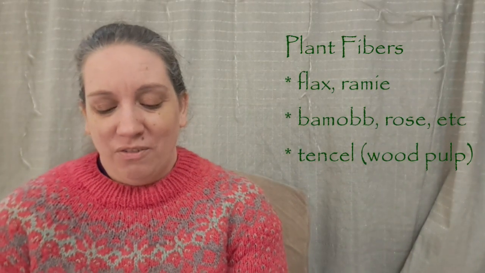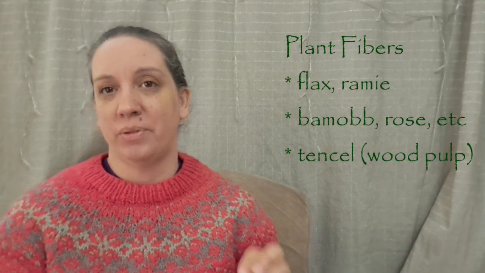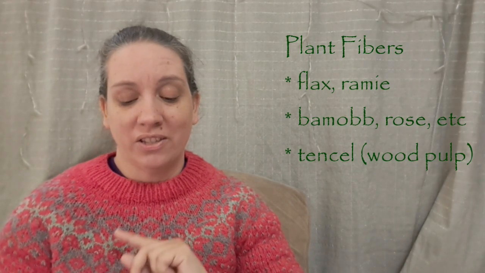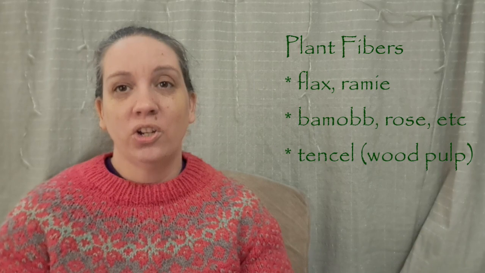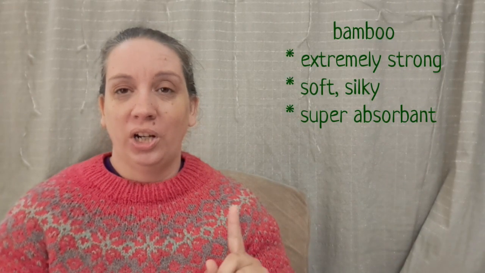So next we get into plant fibers, and my absolute favorite is bamboo. It is the strongest, most absorbent plant fiber as far as my research showed. I could be wrong, but it is incredibly absorbent and incredibly strong, and it's soft, and depending on the type of bamboo, you can get it in different grades, different finenesses, and it can be incredibly soft and silky, or it can feel a little bit more like nylon. It kind of depends on who did the processing and to what degree the processing was done.